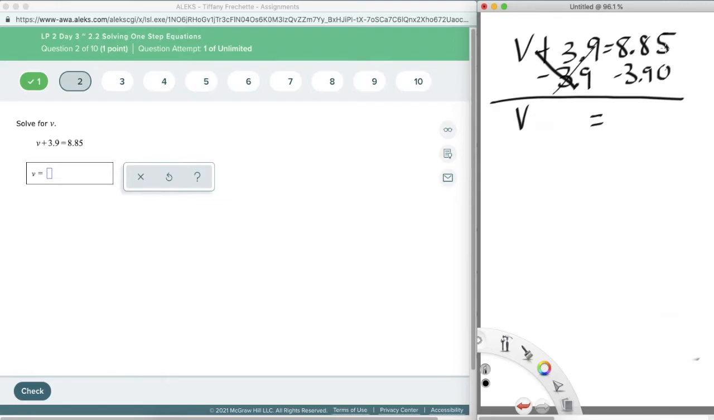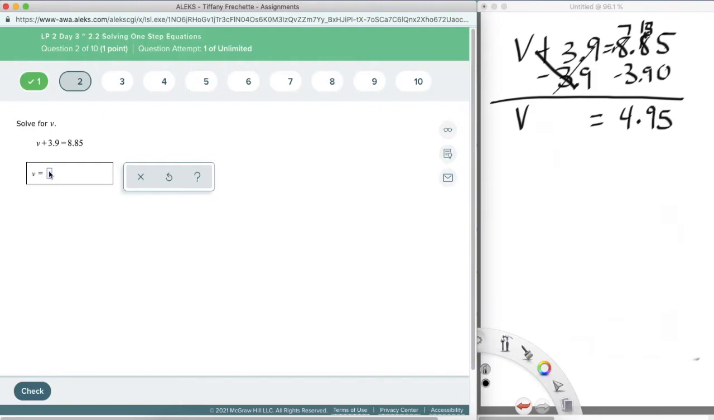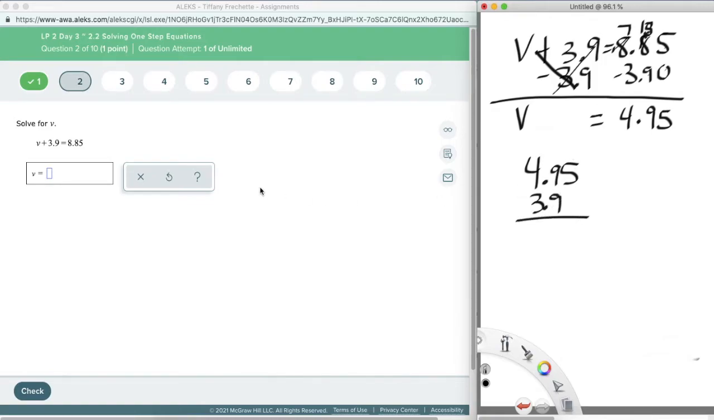So 5 minus 0 is 5. 8 minus 9, well, I'd have to borrow there, right? In order to do that, I get 9. And then 7 minus 3, I'd get 4. So in this case, I have 4 and 95 hundredths. And that's what v would need to be in order to add those back. And I can go back and check. If I go 4.95 and I add 3.9 to it, I should get 8.85. If I don't, I need to go back and make sure that I did my work correctly. So in this case, that does check. I do get that 8 and 85 hundredths.